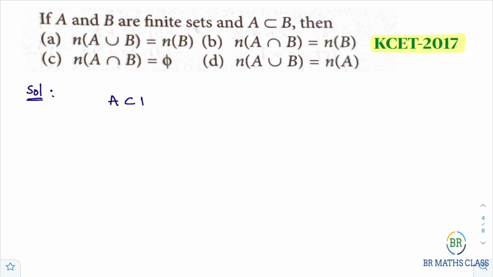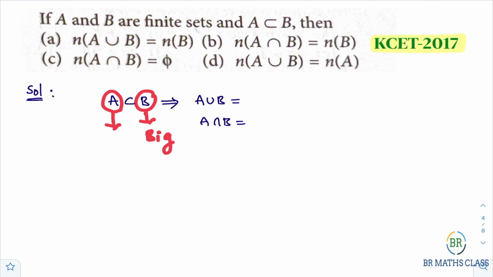When A is a subset of B, we know what A union B is and what A intersection B is. Here A is a subset of B means all the elements present in set A are present in set B. When A is a subset of B, B is the bigger set and A is the smaller set. We already discussed these points in theory.